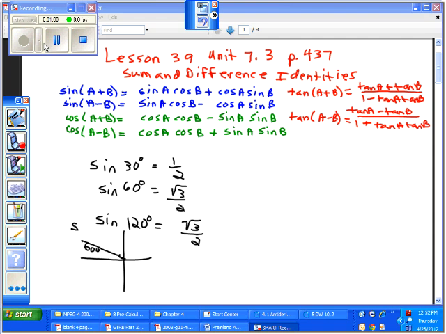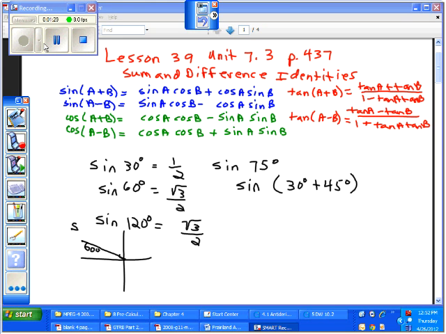But if I said, well, what is the sine of 75 degrees? You would say, we didn't memorize that one. But then I could say, yeah, but we could rewrite the sine of 75 degrees as the sine of 30 degrees plus 45 degrees, and we did memorize those.